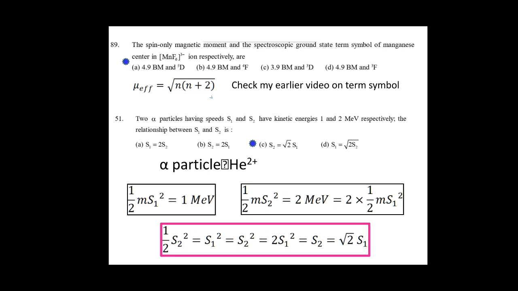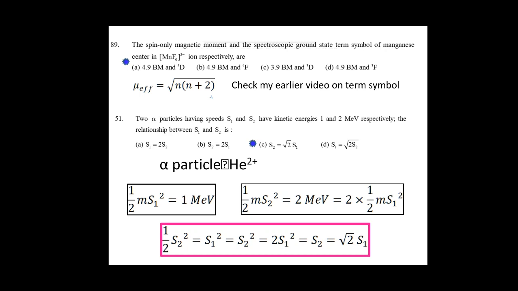Now if it is high spin, what will be the number of unpaired electrons? It has 4 unpaired electrons. So for 4 unpaired electrons, you use the same formula as I showed earlier, and you end up with 4.9 Bohr magneton. And the term symbol you get for this is 5D. If you want to know more about term symbols, I have made two different videos on how to derive the ground state term symbol. So you check those, where I have given a detailed way to find the term symbol.